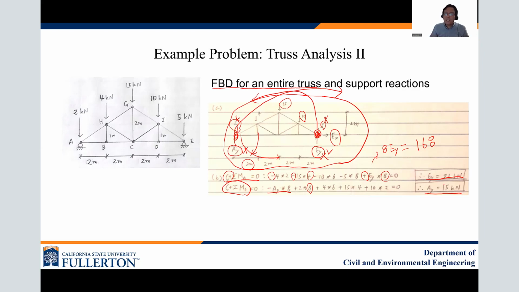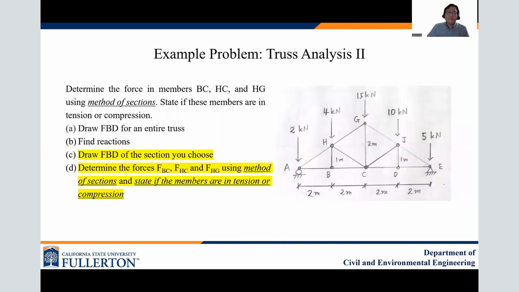Now with this arrangement, determine the force in members BC, HC, and HG. So draw the free body diagram of the section you choose. We just cut the members this way, and it's better to choose this side, the left side. Then determine the forces FBC, FHC, and FHG using the method of sections.